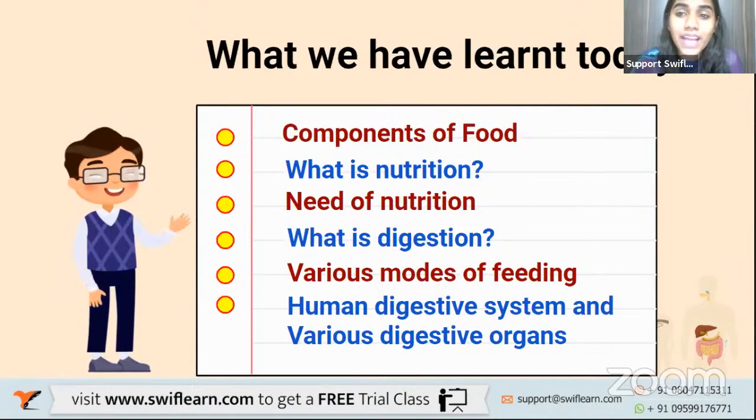Then we learned about the human digestive system. Now, what is the human digestive system? It starts from the buccal cavity to the anus. Under the buccal cavity, we learned that you have teeth, you have the tongue, and salivary glands which produce saliva, where carbohydrate digestion starts. We learned about the different kinds of teeth that we have, and about the functions of the tongue.